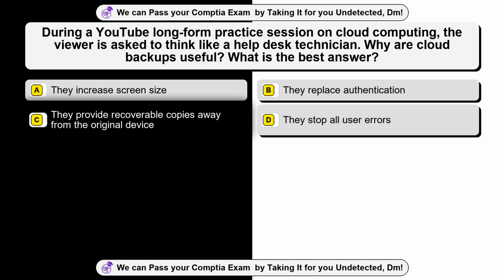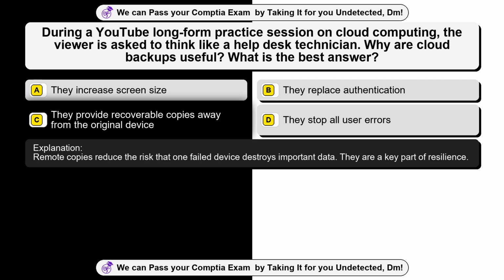The correct answer is option C, they provide recoverable copies away from the original device. Remote copies reduce the risk that one failed device destroys important data. They are a key part of resilience.